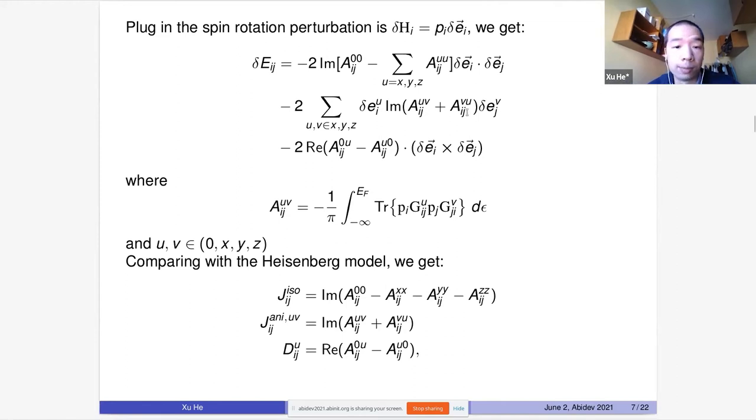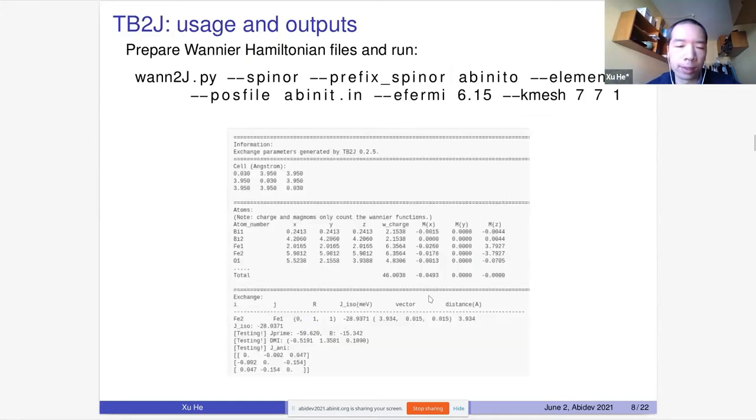In this equation, we have the A_IJ^UV matrix element, which can be calculated in this way. Here, U and V are 0, X, Y, and Z, from the decomposition into the scalar and the vector parts, which have X, Y, Z components. By comparing this with the Heisenberg model, we can easily find that the isotropic exchange and the Dzyaloshinskii-Moriya interaction can be written as some combination of these A matrix elements, which can be easily calculated. So this is the way we calculate exchange parameters.